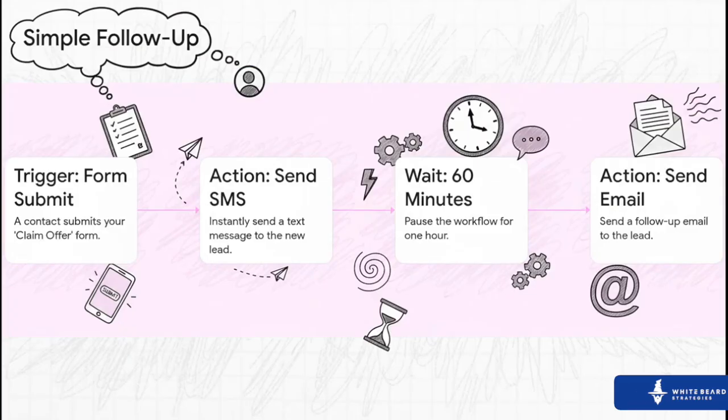Here's a classic example for you. The trigger: someone submits our claim offer form. Action 1, we instantly fire off a text message to them. Then we use a wait step to tell the automation to just pause for an hour. Then, action 2, it sends a follow-up email. Just like that, you've got a multi-channel follow-up that works for you around the clock.